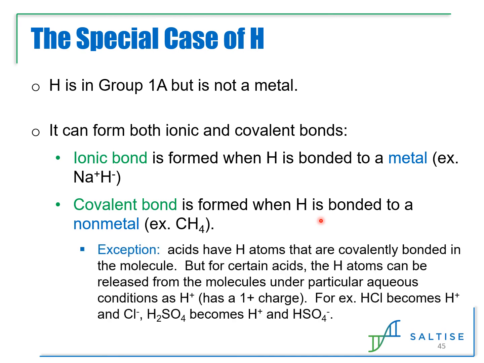However, there is an exception where hydrogen atoms that are covalently bonded in a molecule can be released as a hydrogen cation with a +1 charge. This exception occurs with hydrogen atoms in acid molecules under particular conditions. This is going to be explained further in a module on molecular behaviors.